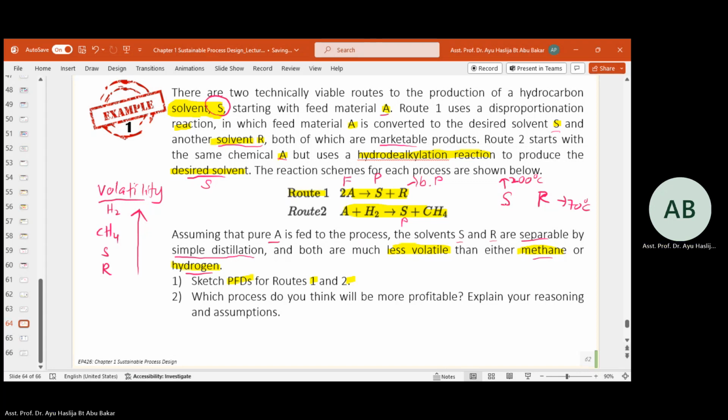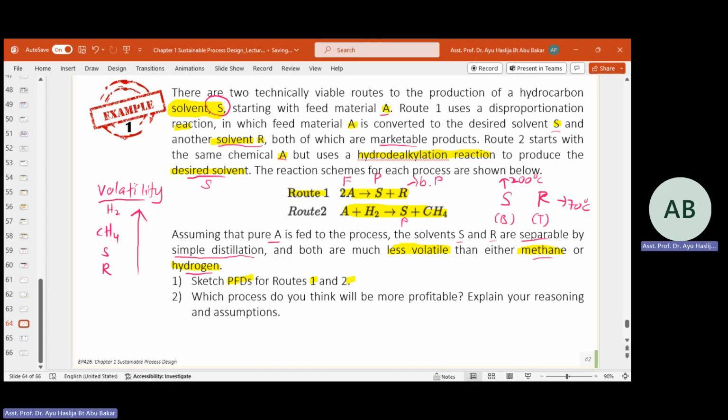Bottom. S will be the bottom product. R will be the top product. Okay, this one fits the description: S and R are separable by simple distillation.